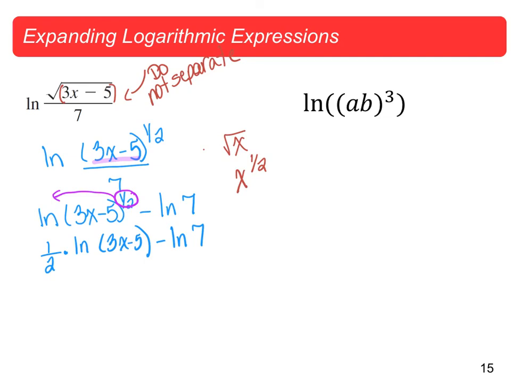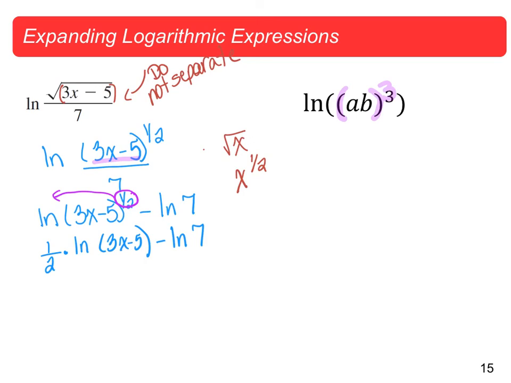Okay? Let's look at our next one. We've got the natural log of a times b, and that quantity is raised to the 3rd power. What I want to look at first is this quantity right here raised to the 3rd power. With this ab inside parentheses raised to the 3rd power, we have to use some of our exponent rules to deal with that. Okay, so we're not using log rules right now, we're using exponent rules.